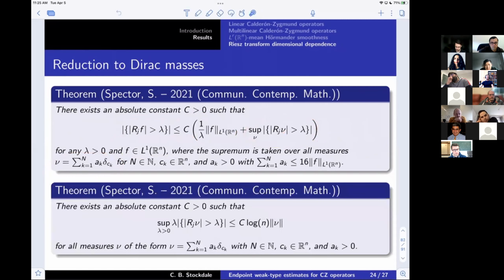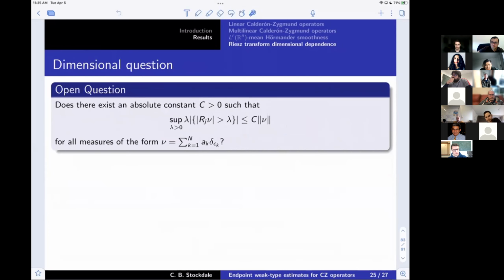And then following that, we can prove an inequality with the Dirac masses, but we also get a log n. So the question is, can you remove the log n here? That would be really nice. But using these 2 results, we recover John Ackerman's dimensional dependence. So the open question is, does this hold? Can you actually get a dimensionless quantity? Or is the log n somehow sharper? Can you get something smaller than a log n?